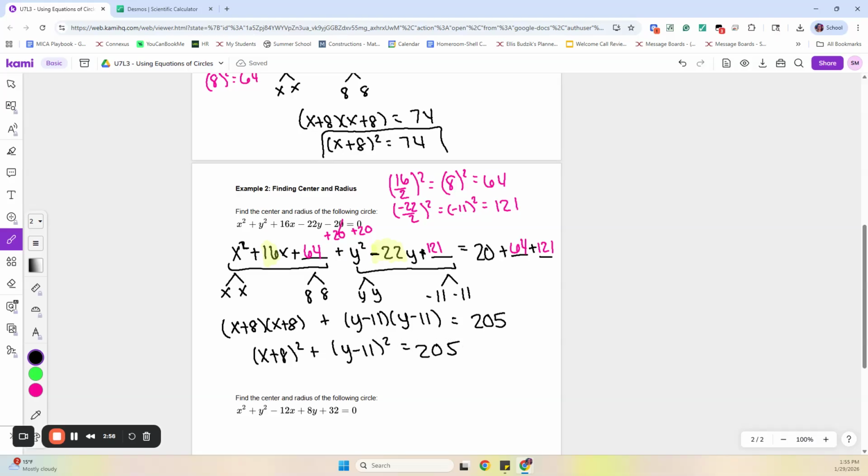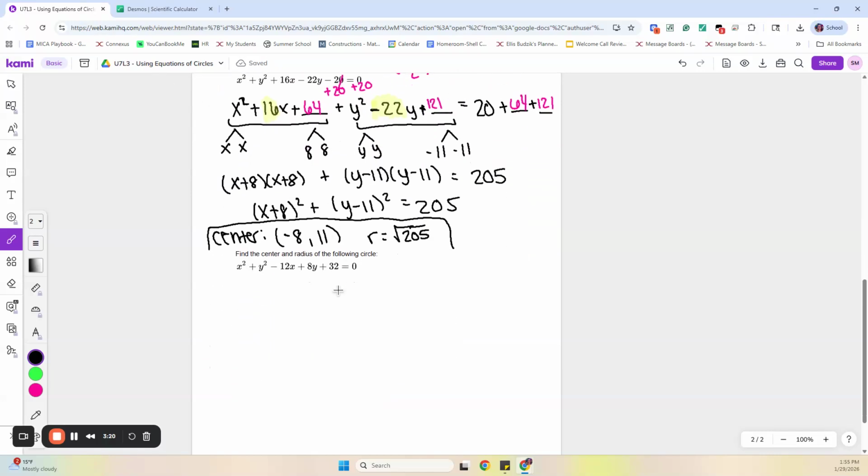And now that looks like an equation of a circle. So now I can grab my center. My center is going to be the opposite of 8, so negative 8, and the opposite of negative 11, positive 11. My radius is going to be the square root of 205, just like what we did the other day. And then that is going to be our answer.